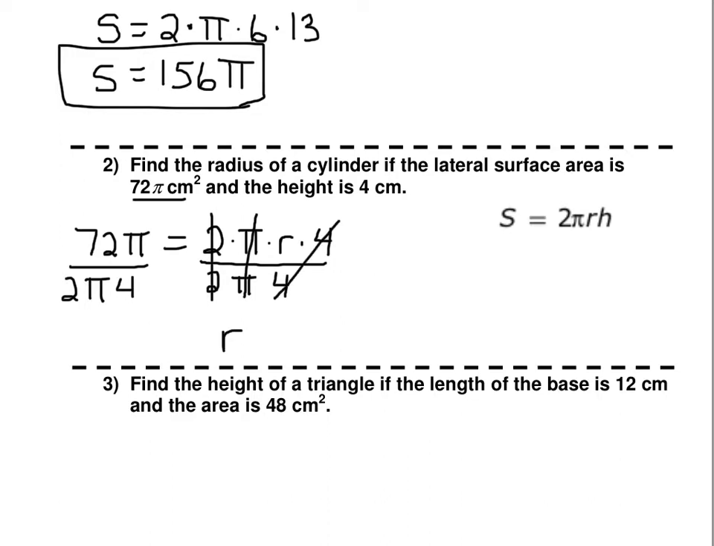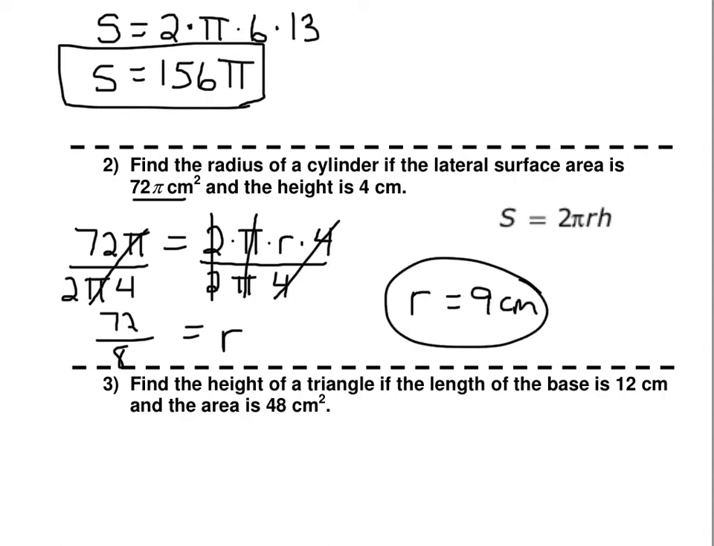I'm left with r. Over here, the pi's cancel, and then I'm left with 72 over 2 times 4, which is 8. 72 divided by 8 is 9. So the radius is 9 centimeters. And that would be my answer. So what we're doing here is applying the concept of literal equations in geometry formulas. So let's go to number 3.